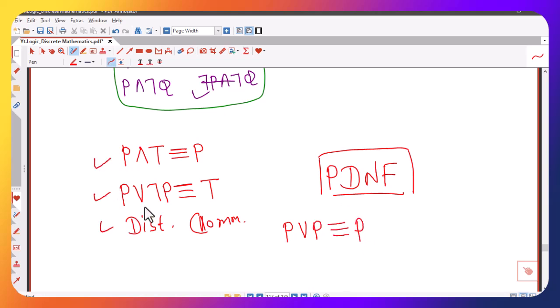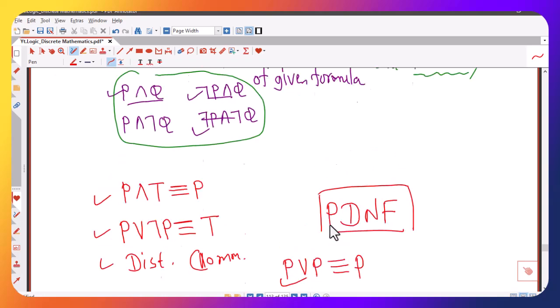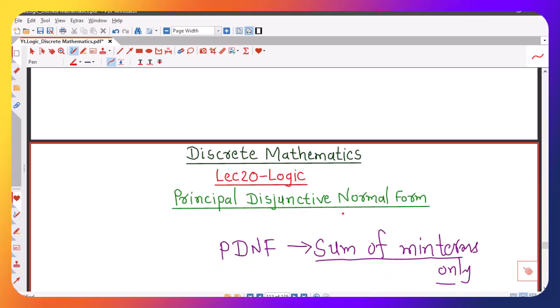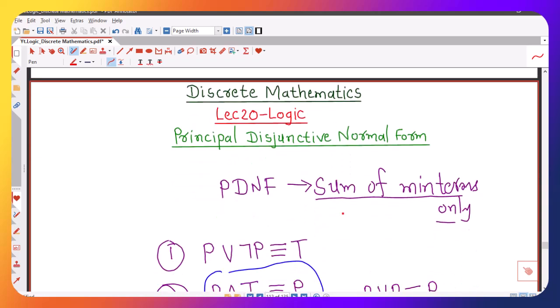So in this way we can obtain the principal disjunctive normal form of a given formula without using a truth table. So this is all about this session.